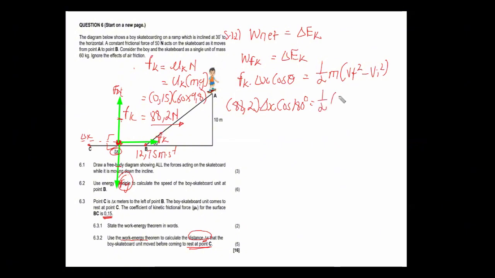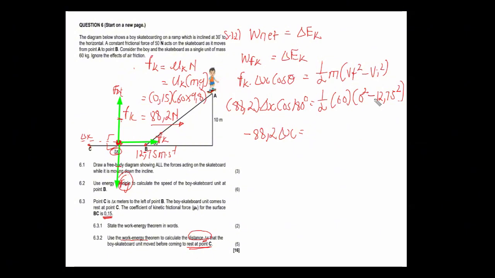So this is half and then 60. We have final velocity is 0, comes to rest, remember? And then the initial velocity is the one that we got at B. Remember, what becomes the final velocity from A to B is now the initial velocity from B to C. So that's 12.75 and then square, right? So at this point, you need the aid of your calculator. 88.2 cos 180, that's negative 88.2 delta x. And then you punch this into your calculator.